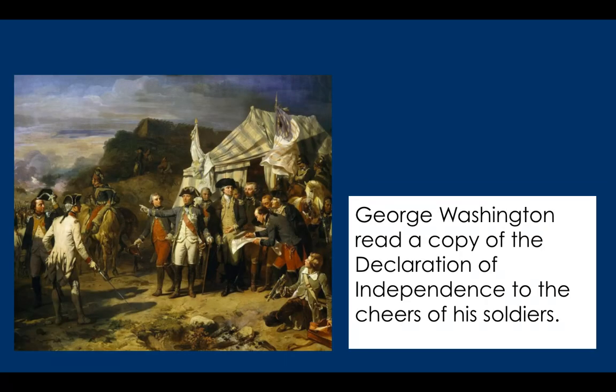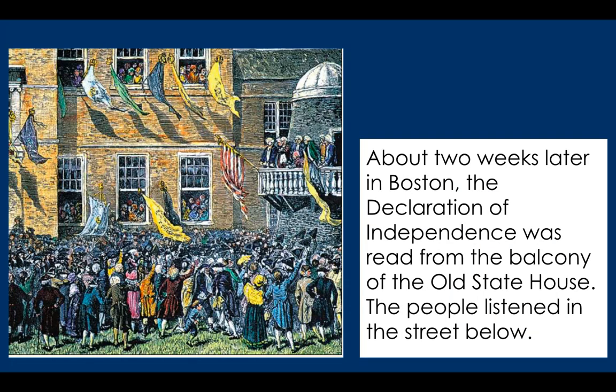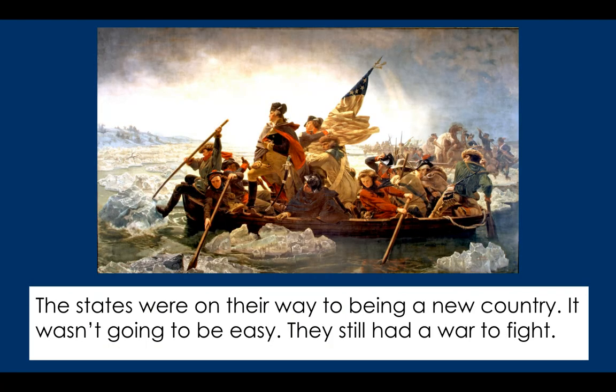George Washington read a copy of the Declaration of Independence to the cheers of his soldiers. About 2 weeks later in Boston, the Declaration of Independence was read from the balcony of the old State House. The people listened in the street below. The states were on their way to being a new country. It wasn't going to be easy, though. They still had a war to fight.